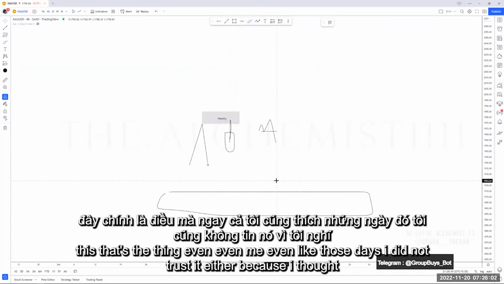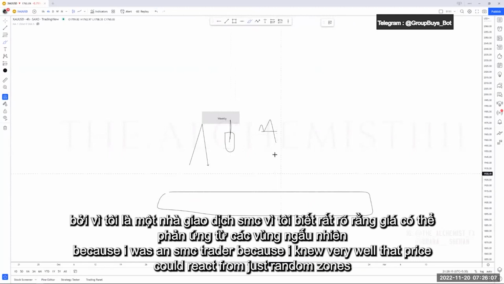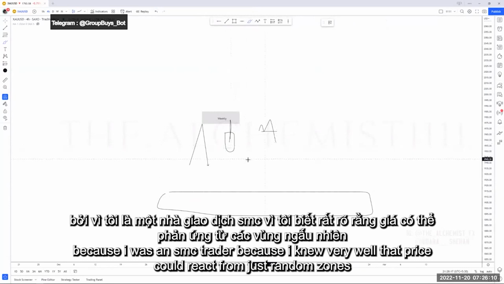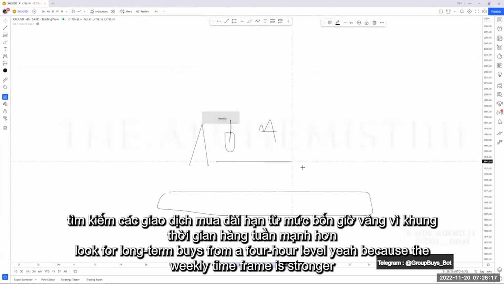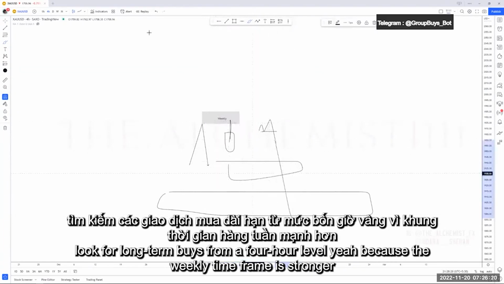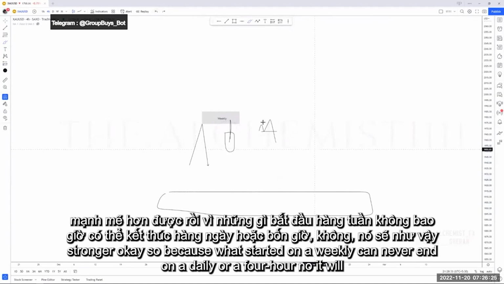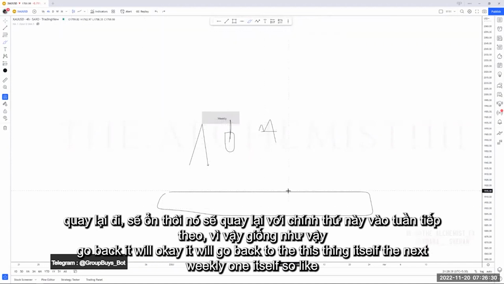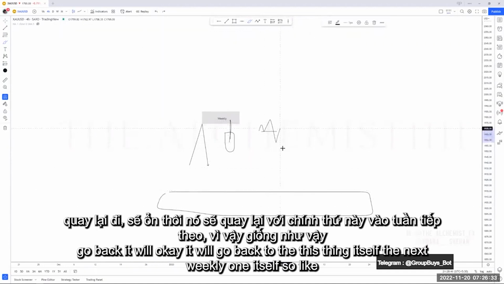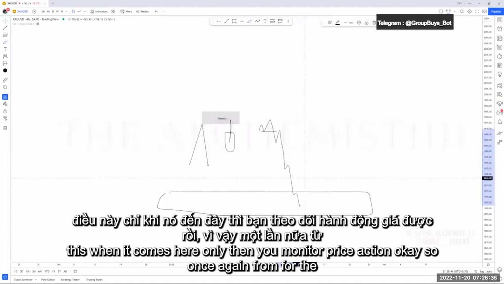Even me, in those days, I did not trust it either, because I was an SMC trader, so I knew very well that price could just react from random zones. So what I do is I identify the weekly storyline very clearly, but I just look for long-term buys from a 4-hour level, straight through it, because the weekly time frame is stronger. What started on a weekly can never end on a daily or a 4-hour. It will go back to the next weekly zone itself. When it comes here, only then you monitor price action.